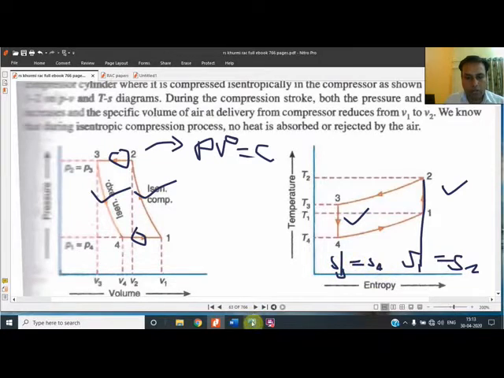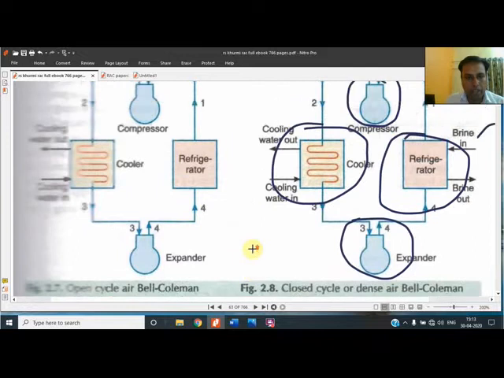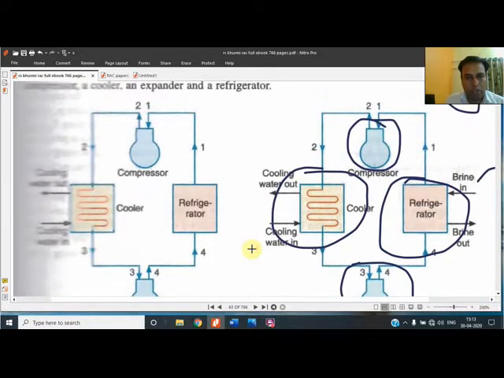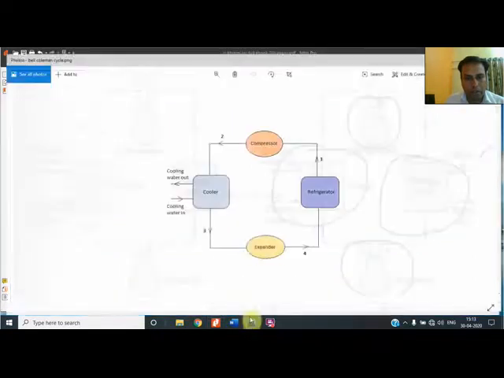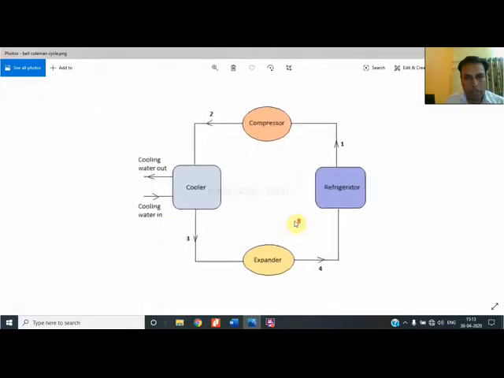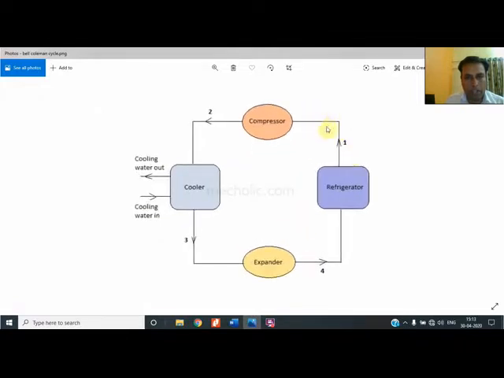How does this cycle work? Although the figure given over here is for open and closed systems, I have downloaded one more figure. What is a refrigeration cycle? Initially we have to compress the air in the compressor. This is the isentropic compression, 1 to 2. Second to third is a cooling process, where we are cooling at constant pressure.